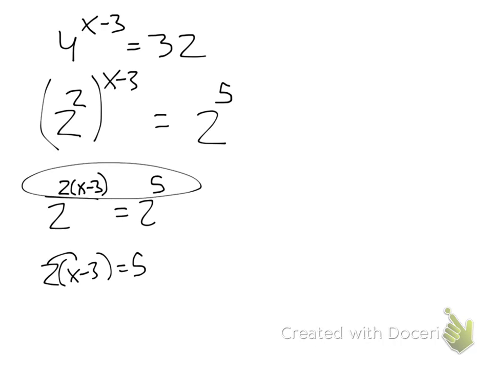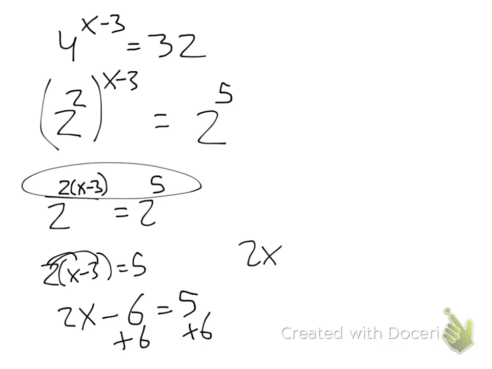And so, distributing the 2, 2x minus 6 equals 5. Yep. Now I can add 6, and I end up with 2x equals 11. Divide both sides by 2 to get 11 halves, or, if you want, 5.5.